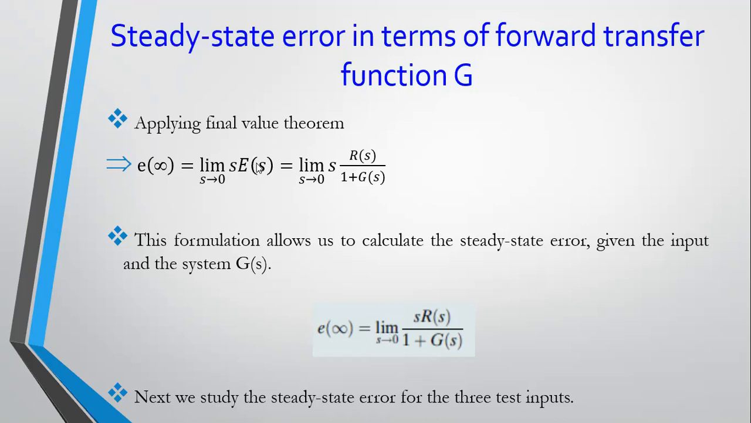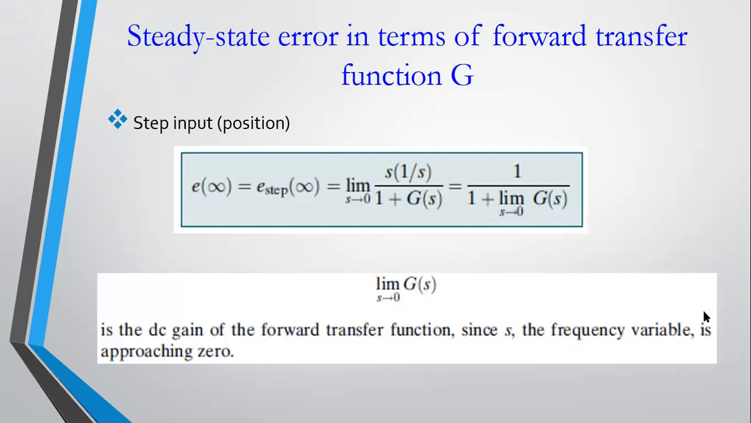But now ES would not be in terms of T, but now in terms of G, which we just found in the previous slide. So this is straightforward. So next, let's study the results we'll get when we start applying different types of test inputs. So we say step input is for position. So if you were to replace now this formulation, we had RS in the numerator.